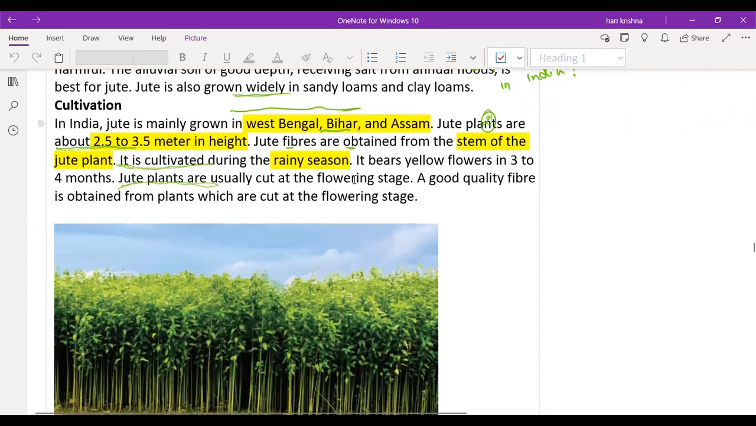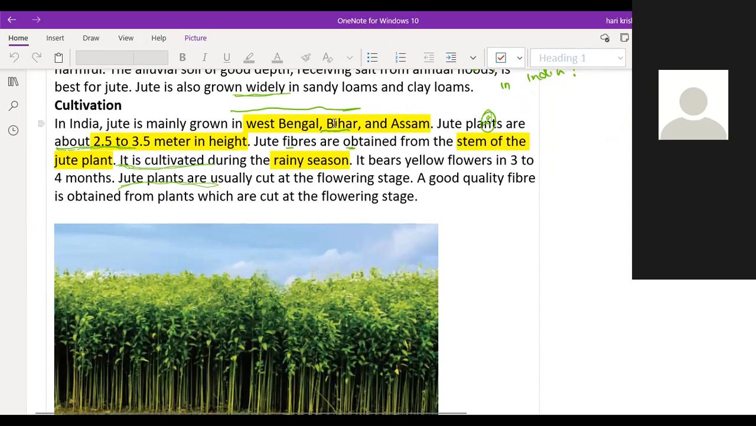If you take jute plantation or cultivation, it is most commonly in the West Bengal, Bihar, and Assam region. Okay, these are the three states in India where jute cultivation is popular compared to other states.